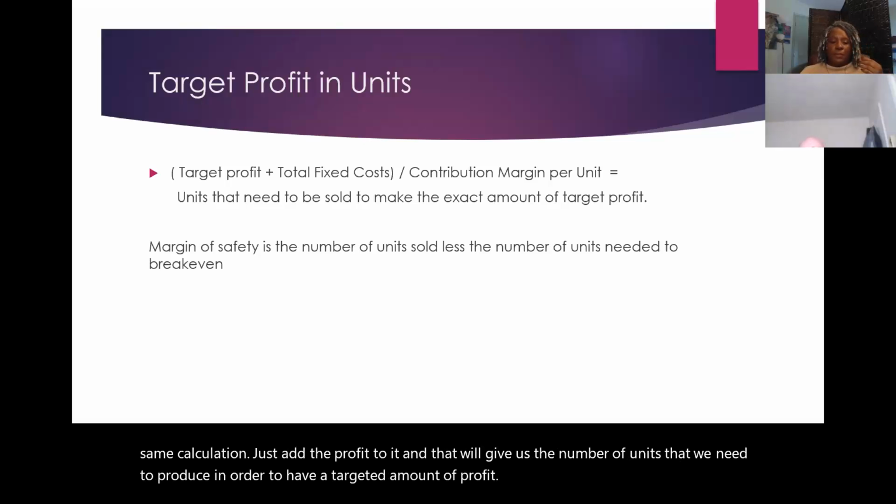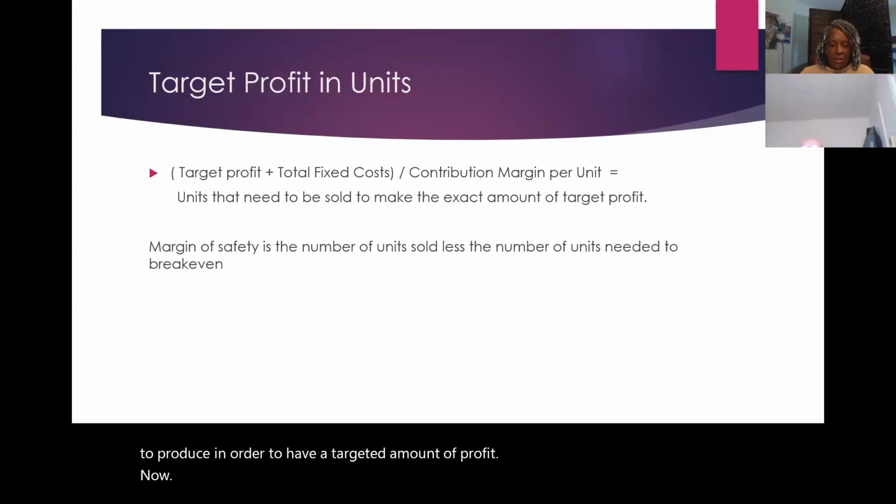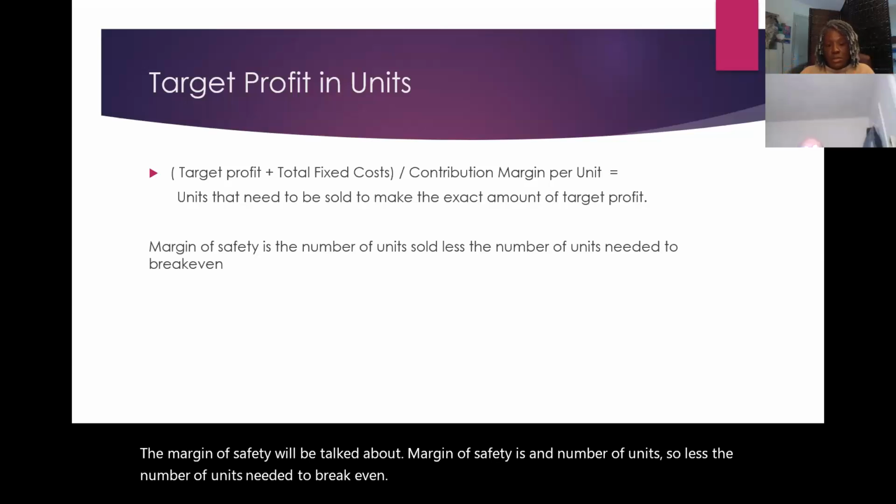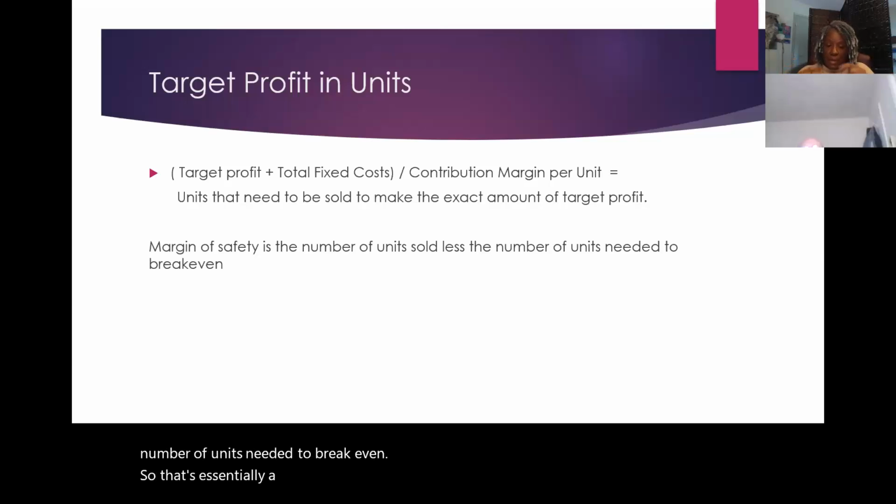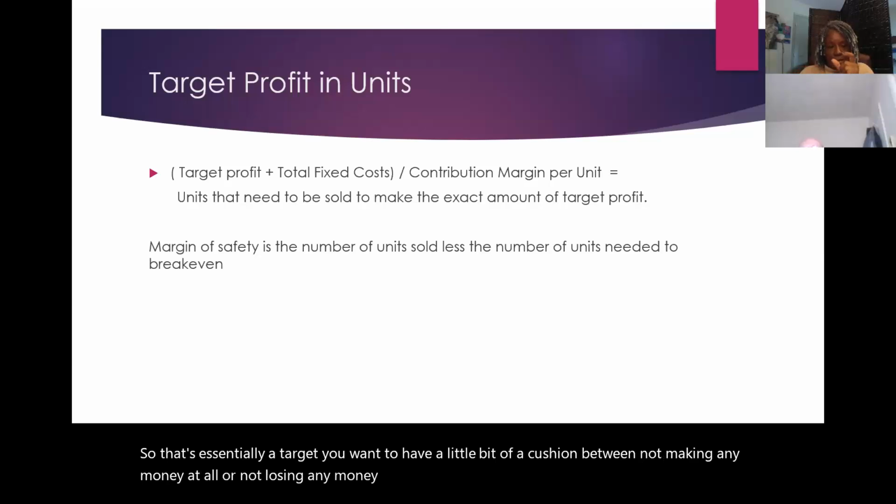Now, the margin of safety is what we talked about. Margin of safety is the number of units sold less the number of units needed to break even. So that's essentially your target. You want to have a little bit of a cushion between not making any money at all or not losing any money, of course, and that little piece of profit that you want to earn.